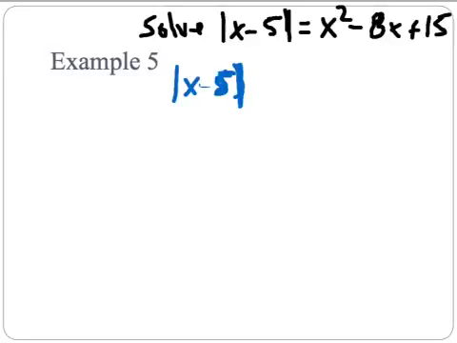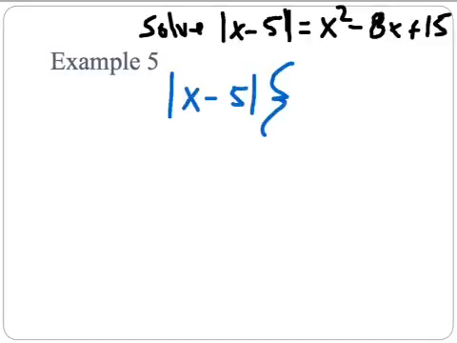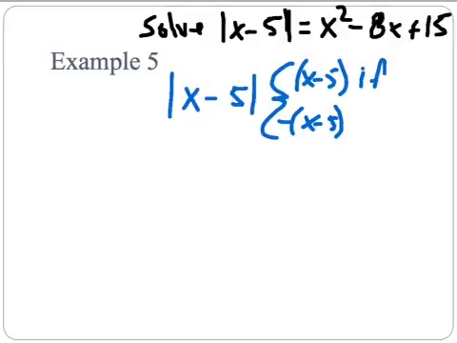Okay? Sorry, let me just redo that. That's a real mess there. Okay? X minus 5. Expressed as a piecewise function, it can be positive. It can also be negative. It's positive, which is greater than or equal to 0, if x is greater than or equal to 5, and it's negative if x is less than 5.